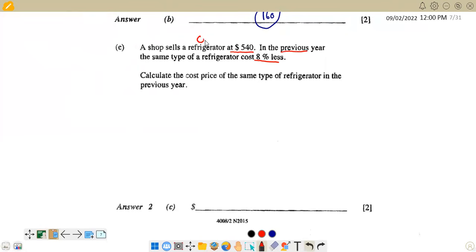So we are saying this shop is currently selling this fridge at $540, which is what we have currently as the price. But they are now saying in the previous year, the same refrigerator was 8% less. From which percentage? We know that every percentage starts at 100%, so we say at 100%, this is where we are now currently. So currently this refrigerator is costing $540.